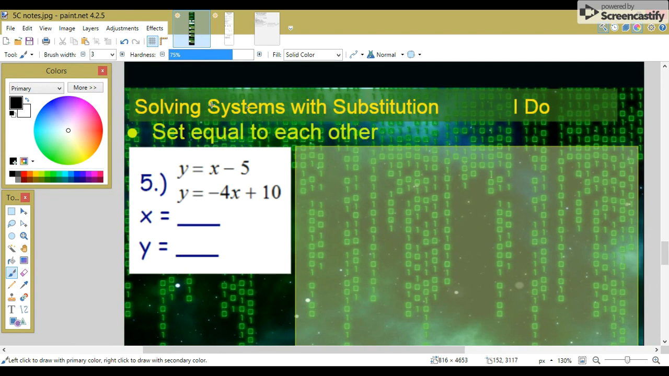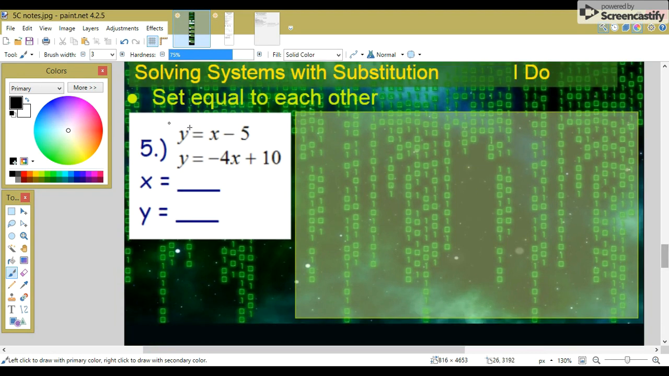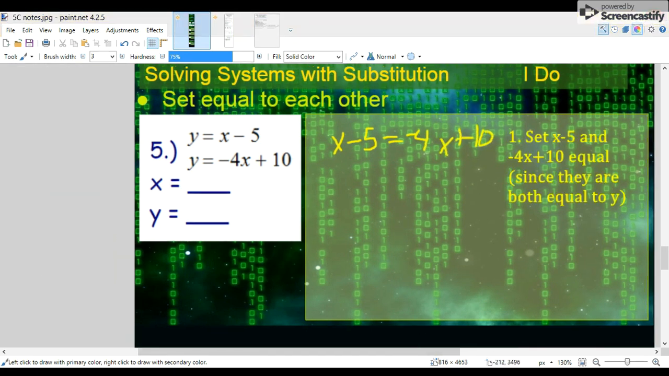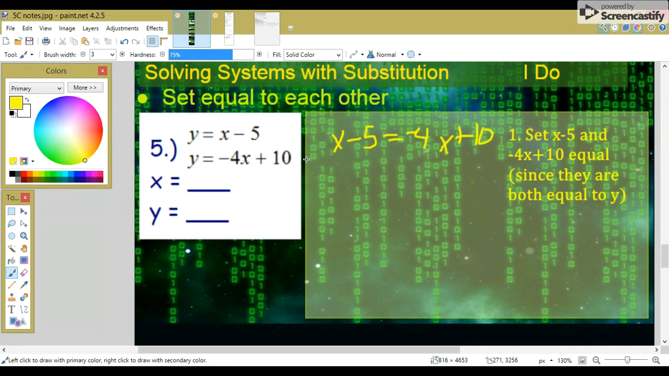Solving systems with substitution. Set equal to each other. Y equals x minus 5 and y equals negative 4x plus 10. We can set these two expressions equal to each other to solve for x first. So if x minus 5 equals negative 4x plus 10. The reason why we could do this is because both of these equations are equal to y. That's why we can set them equal to each other.